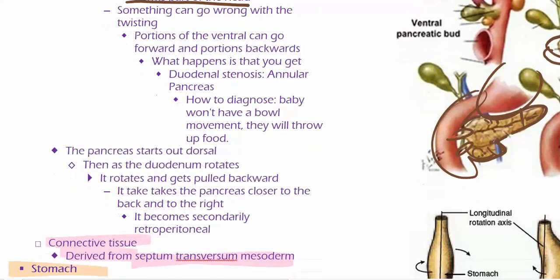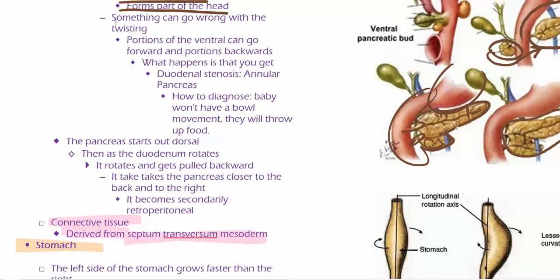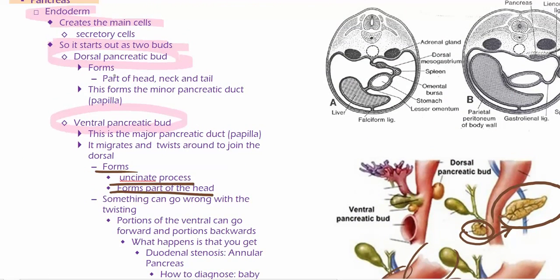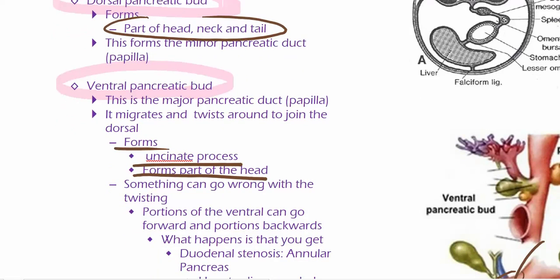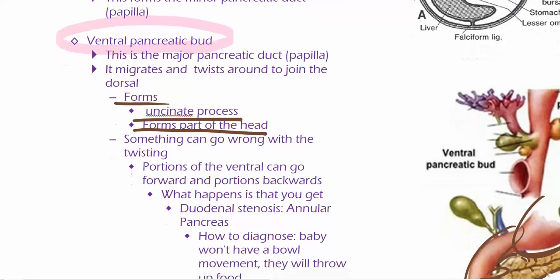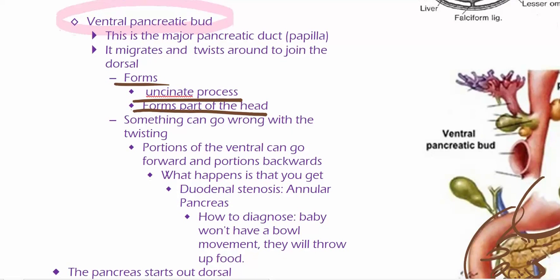And then we just said for the dorsal one, okay, let's see, did I have the dorsal one? Okay, yeah, so the dorsal one is going to form part of the head, the neck, and the tail. Okay, it doesn't have a mid part, it has a neck. It's a head, neck, and tail, not a head, middle. It has a head, neck, tail. Alright? Now, this is the thing: something can go wrong with the ventral pancreatic bud going around to meet the dorsal pancreatic bud.